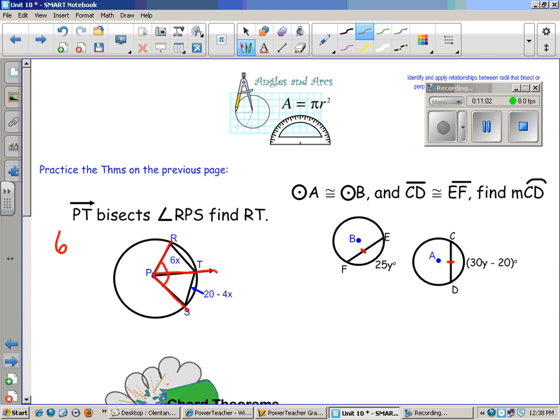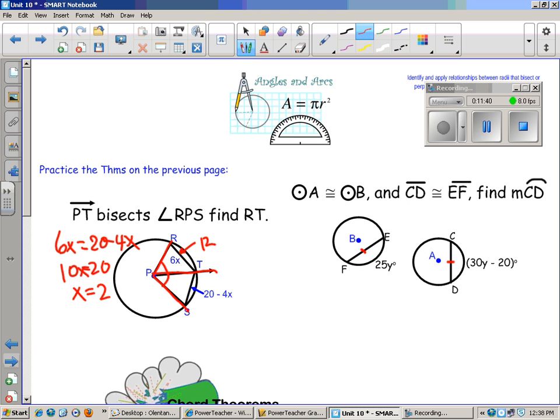So if I'm looking for the length of RT, what would I do? Exactly. I'd set 6x equal to 20 minus 4x. Add, and I get 10x equals 20. Divide by 10, and I get x is 2. And then plug 2 in. 6 times 2 is 12. So RT is 12, and TS is 12. But we don't know the measure of the angles or the arcs, but we know they're equal. Okay, it's not like they're all equal to 12, but we know they're equal to each other.